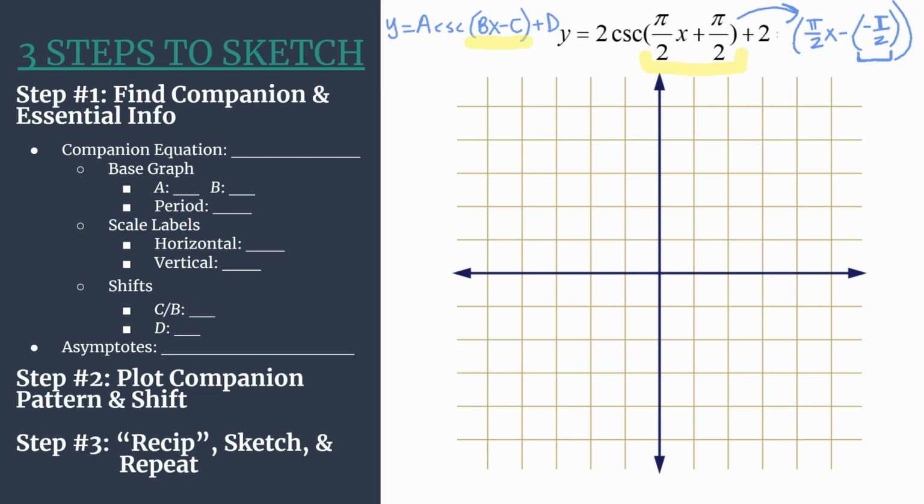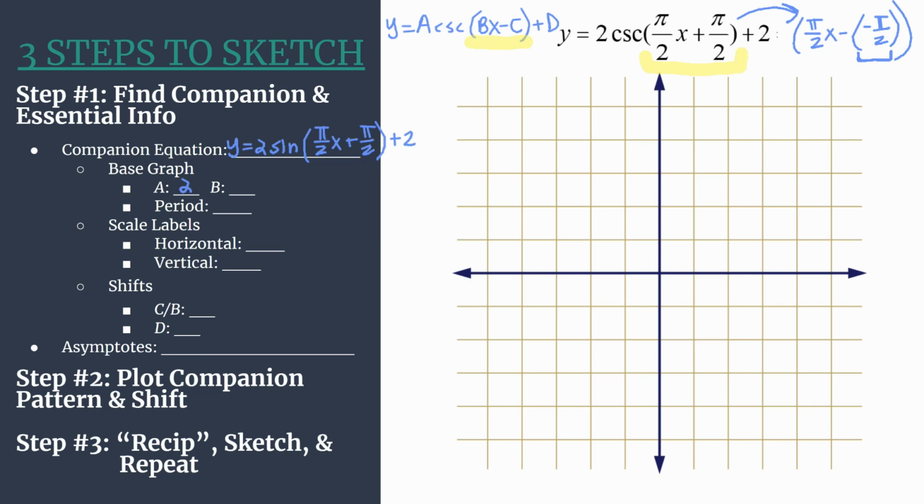All right, so let's write out our companion equation. Again, we just replace cosecant with sine because we're relying on a lot of our graphing knowledge for sine. So we have 2 sine of pi over 2x plus pi over 2, and then plus 2. All right, starting off analyzing the base graph pattern. We know a is the coefficient in front of sine or cosecant, so that's a 2. That tells us our amplitude for our sine function, or distance from midline to max or min. That a is going to be helpful when we plot our companion pattern max and min. So we'll come back to that.